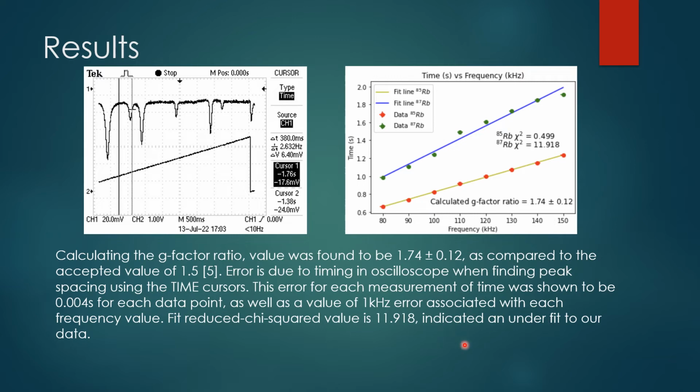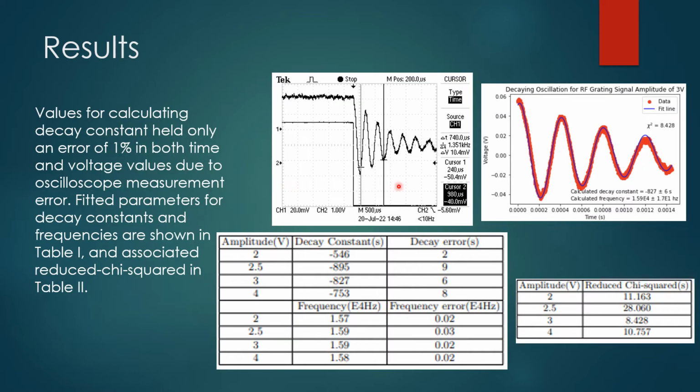The error is tied to the 1 kilohertz error associated with our frequencies and the 0.004 seconds for each time point in our oscilloscope. So looking at our transient effects, we have an example here as well as a fit for 3 volts. Our table here shows our increasing amplitude, decay constants, decay errors, frequency errors, as well as our reduced chi-squareds, which show an underfit to our data, which means we had too much error. This error is probably the 1% that we've tied to our oscilloscope measurements.